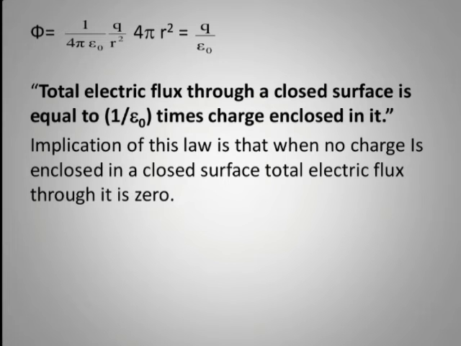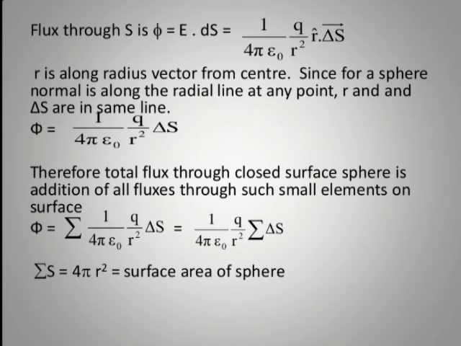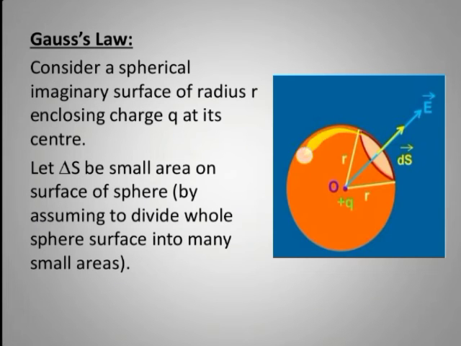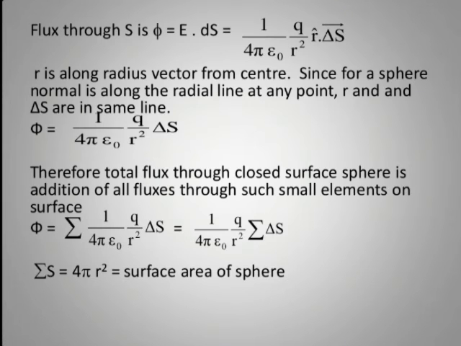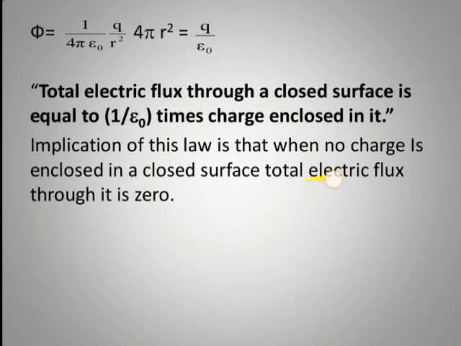An implication of this law is that when there is no charge enclosed in a closed surface, the total electric flux through it is zero. So what do you mean by this? If I consider one imaginary surface, and there are no charges within that, then it tells you that there is no electric flux. So total electric flux is zero, they are telling you. So easy it is. Is this clear?